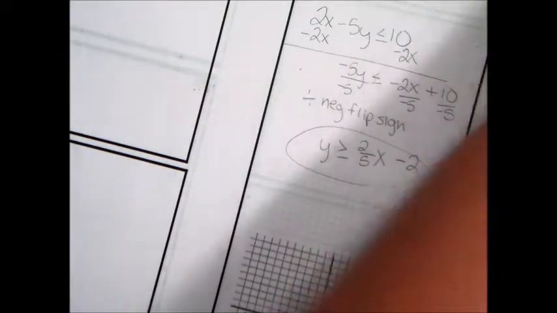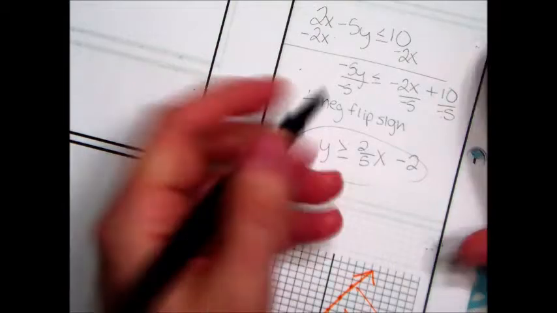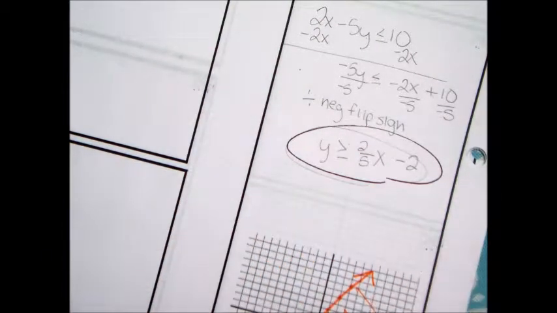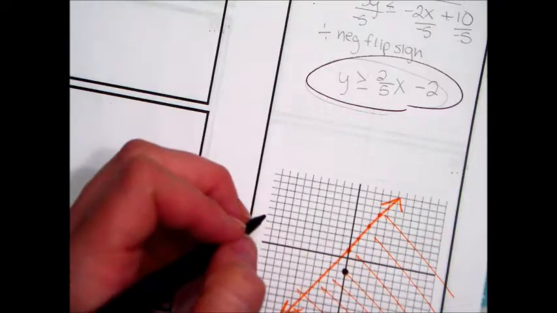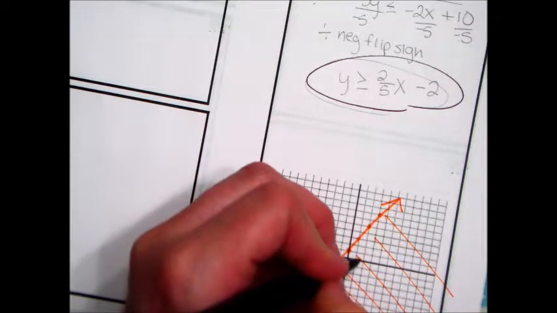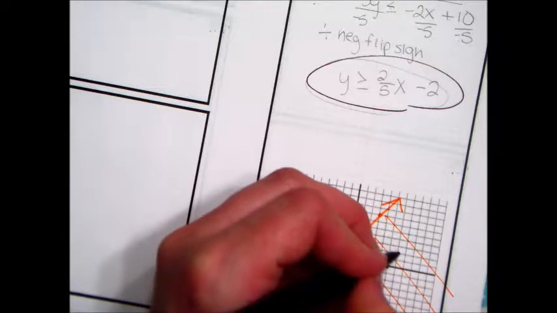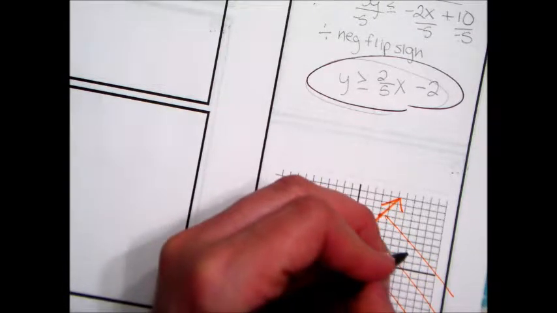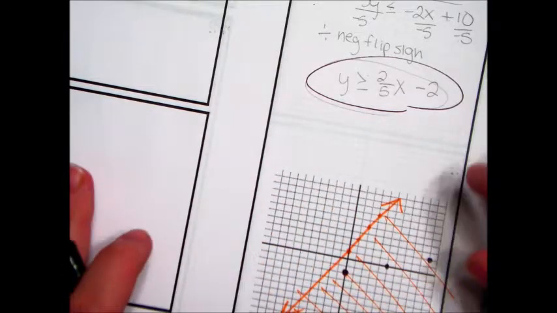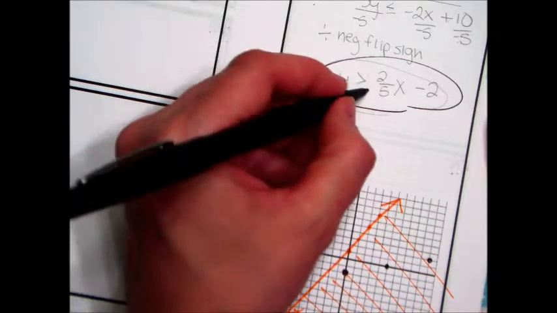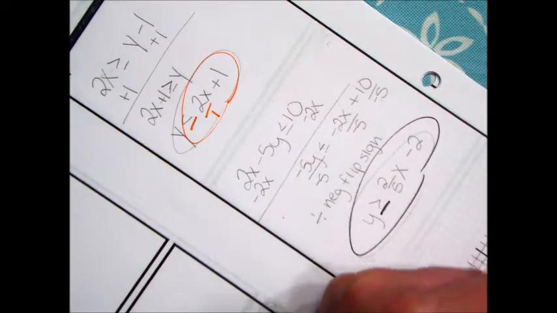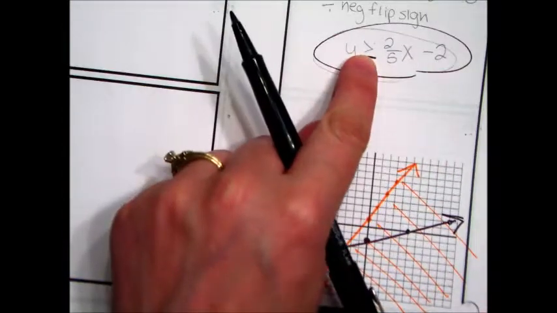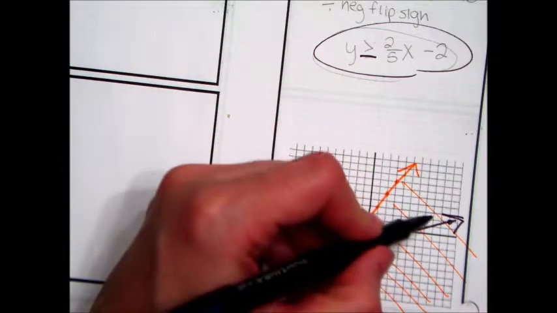Okay, now for the other one. I'll graph it in purple, or black, because that's the marker I got. So go down to negative 2 and make your first dot. Now go up 2, right 5. Up 2, right 5. Connect using a solid line because it's equal to. Shade above this line because it says greater than.